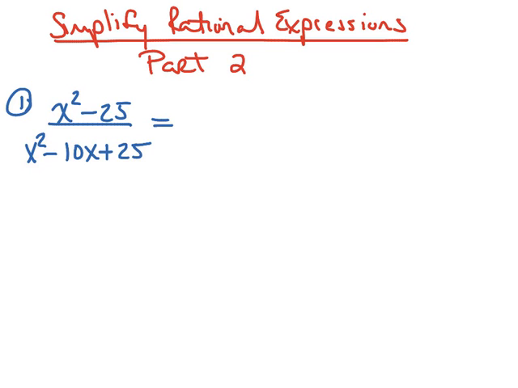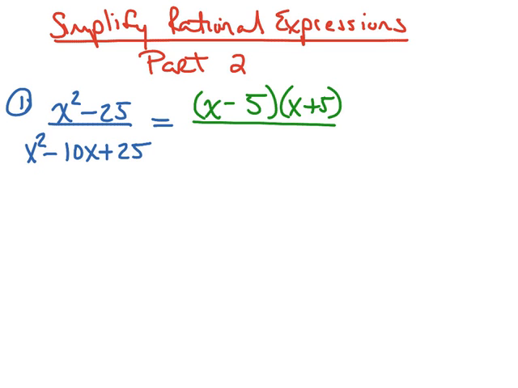What I'm going to use to factor this is the difference of squares. I know that the square root of x squared would give me x, and I know the square root of 25 is 5. Therefore, the factors of x squared minus 25 would be x minus 5 and x plus 5. These are my factors of x squared minus 25.